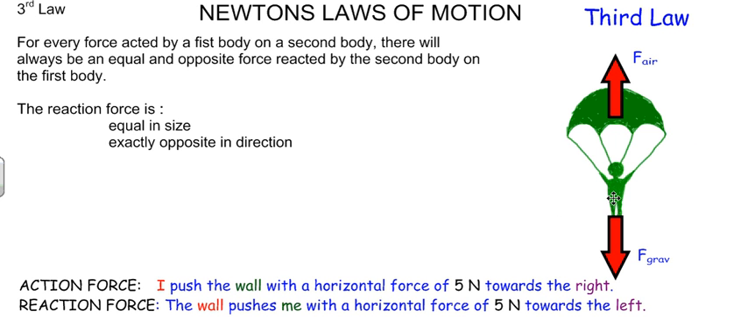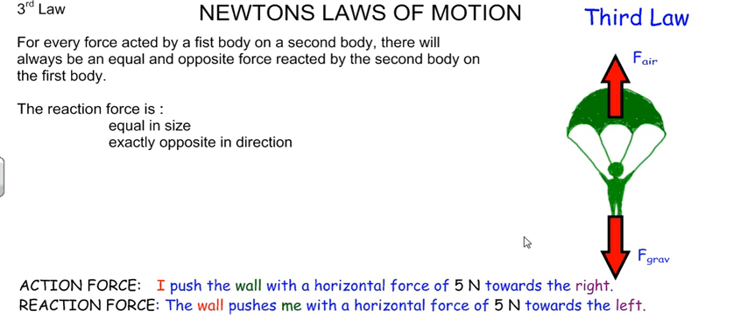Are these two forces that are equal in size and exactly opposite in direction an example of Newton's third law of motion? The answer is no. And the reason for that is simple. The two forces are acting exactly on the same body. There is no action-reaction here.